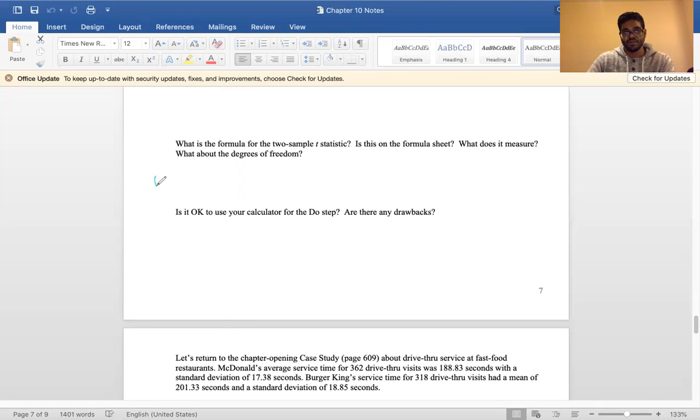So again, we want to use the t distribution. t is equal to x bar 1 minus x bar 2 minus, so again, statistic, which is x bar 1 minus x bar 2. That's what we're looking for. Minus the parameter, so mu1 minus mu2. Divided by your standard deviation. So we have S1 squared over N1 plus S2 squared over N2.